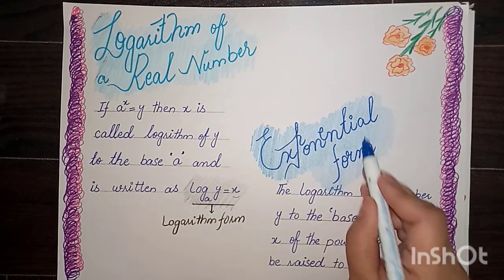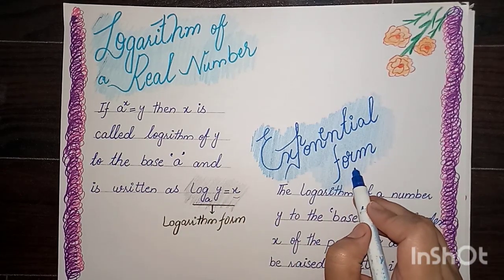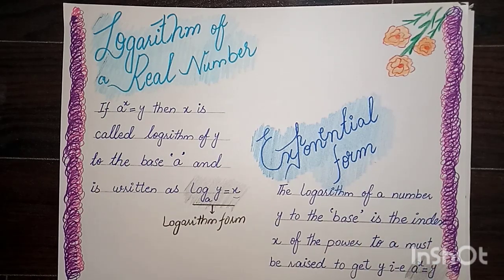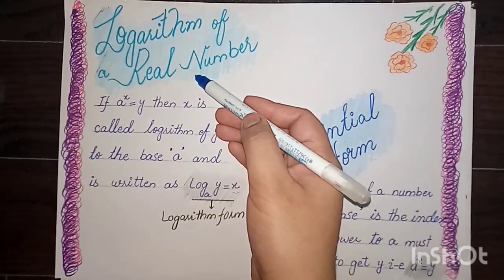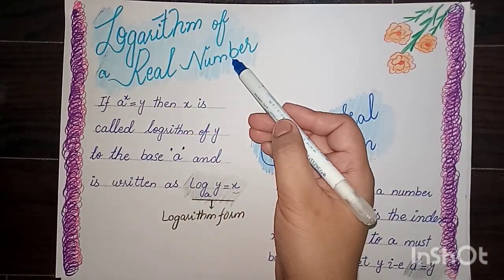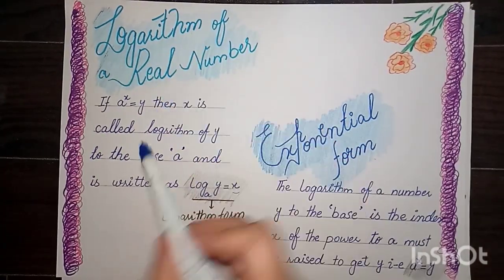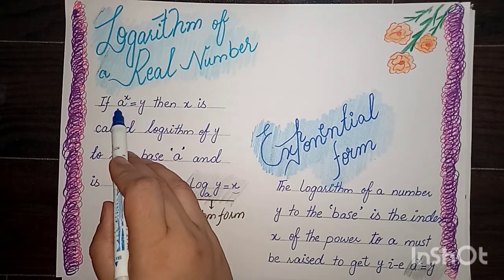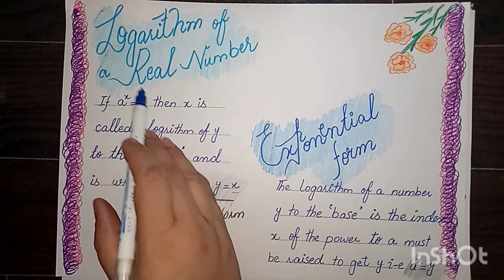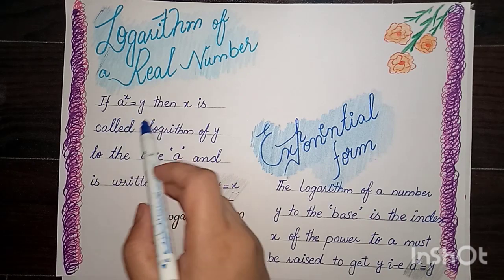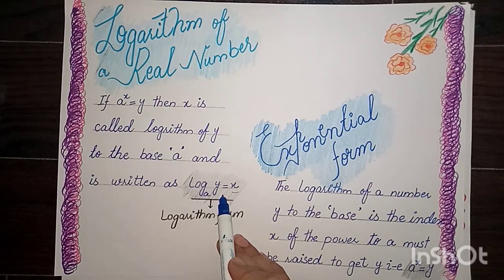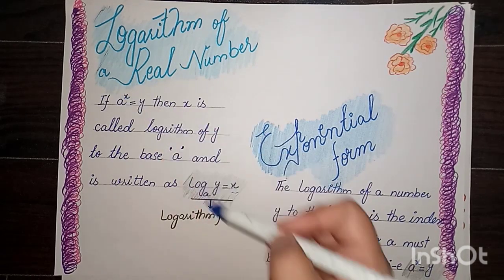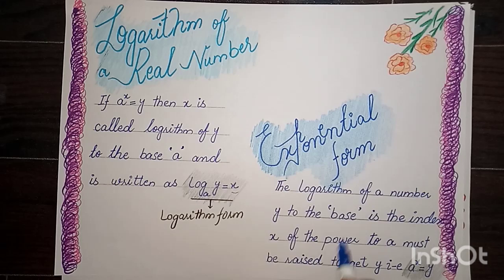Next we will discuss exponential form. In exponential form, we will write any logarithm in an exponent form. So with the help of this definition, logarithm of a real number, we can also see that this form, a to the power of x is equal to y, is called exponential form. When we convert this exponential form in this way, it is called logarithmic form. But the definition is the same in both ways.